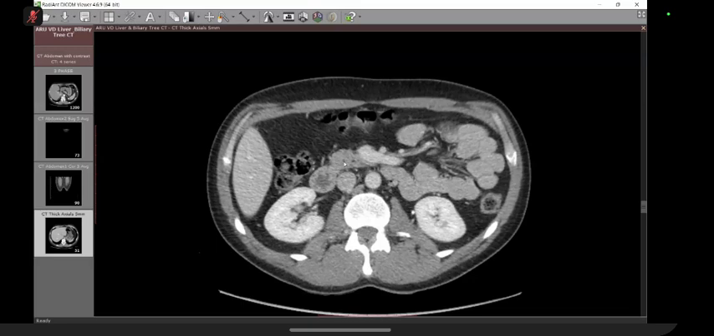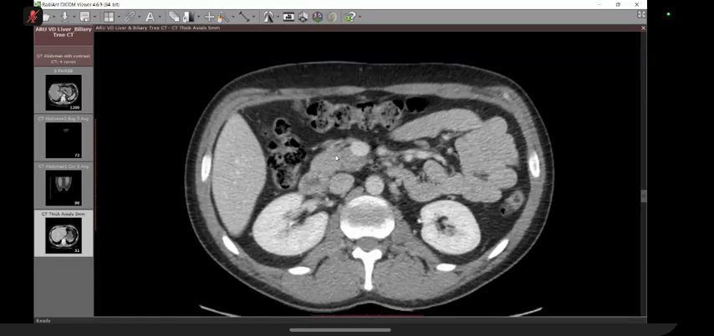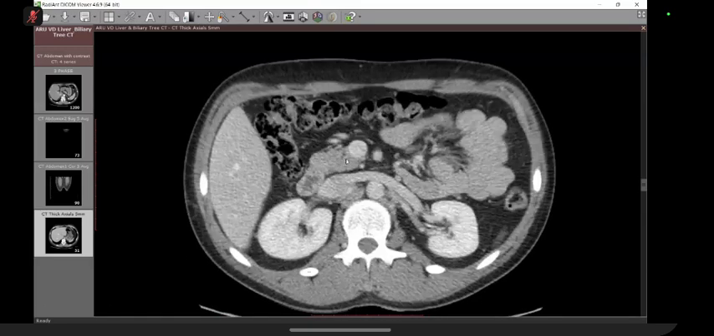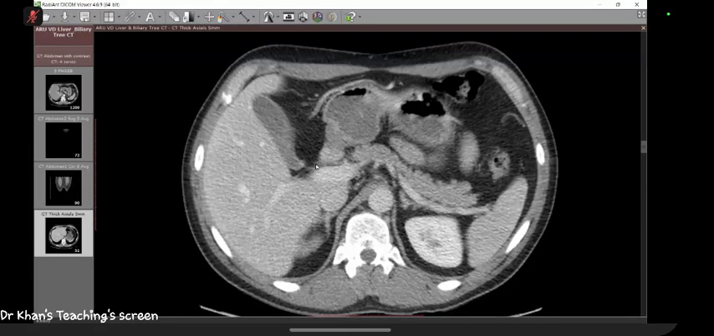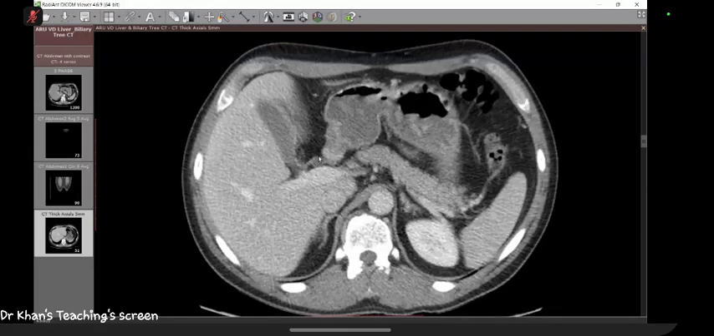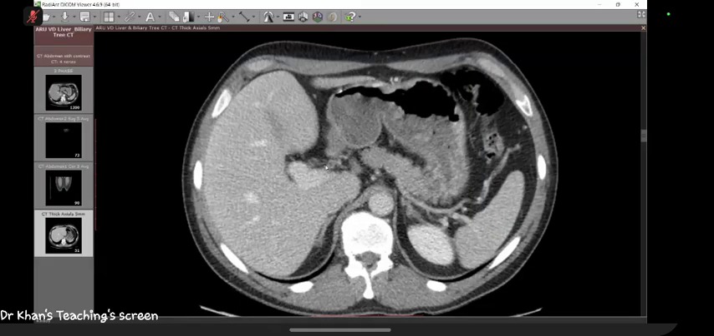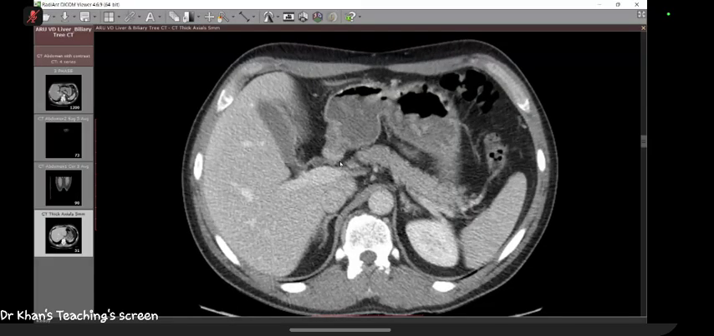How do I see the CBD on an axial? Here it is just a stretch of imagination. As I am going superiorly, do you see this? There is something here. Do you see this thing? So try to trace it because it is so small.